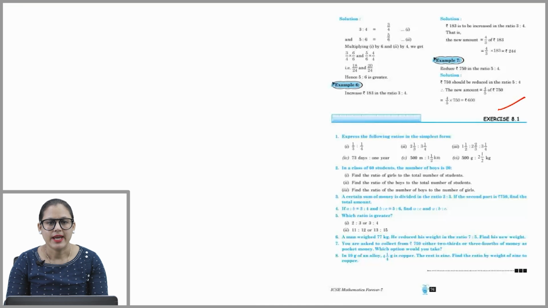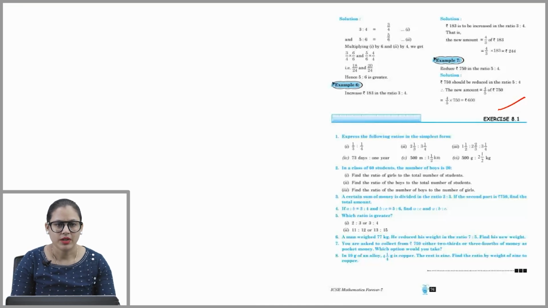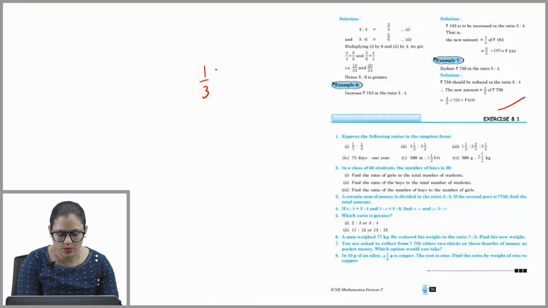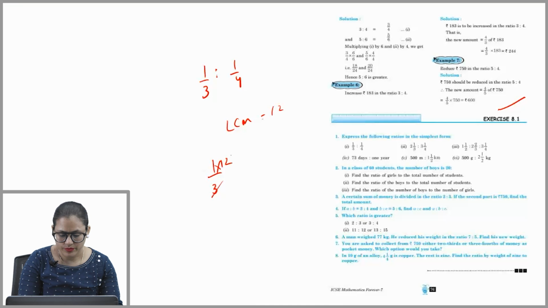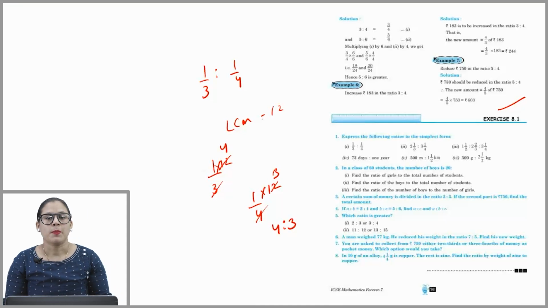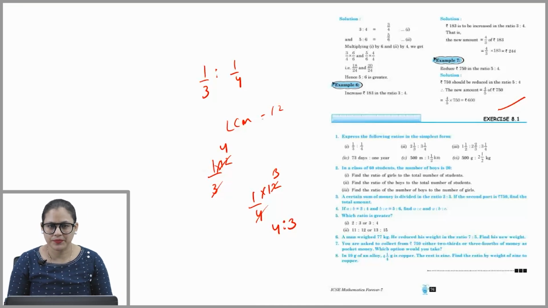Exercise 8.1. Express the following ratios in the simplest form. 1/3 is to 1/4. Okay, so first what will you do? Take LCM of 3 and 4. LCM is what? 12. 1/3 into 12 is 4, okay, 1/4 into 12 is 3. 4 is to 3. These are already in simplest form, okay.